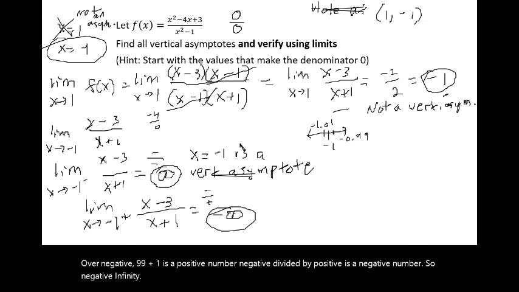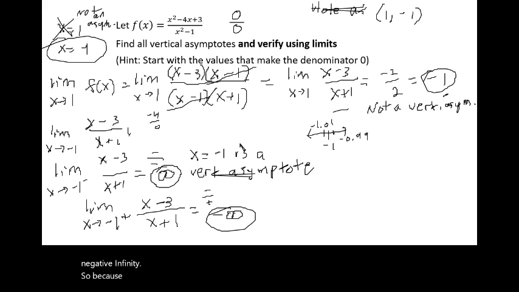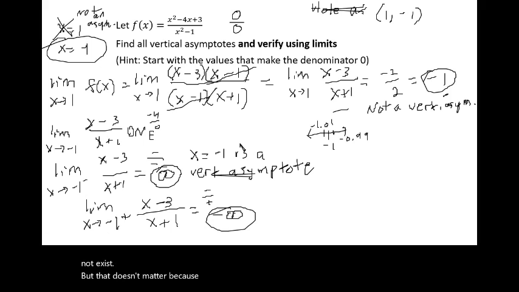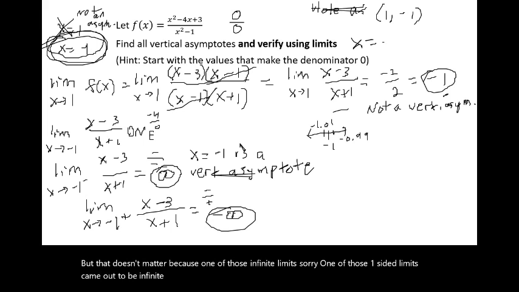So, because the limit from the left did not equal the limit from the right, the two-sided limit does not exist. But that doesn't matter, because one of those one-sided limits came out to be infinite. x equals negative 1 is your vertical asymptote. And remember, x equals 1 was a hole at 1 comma negative 1.